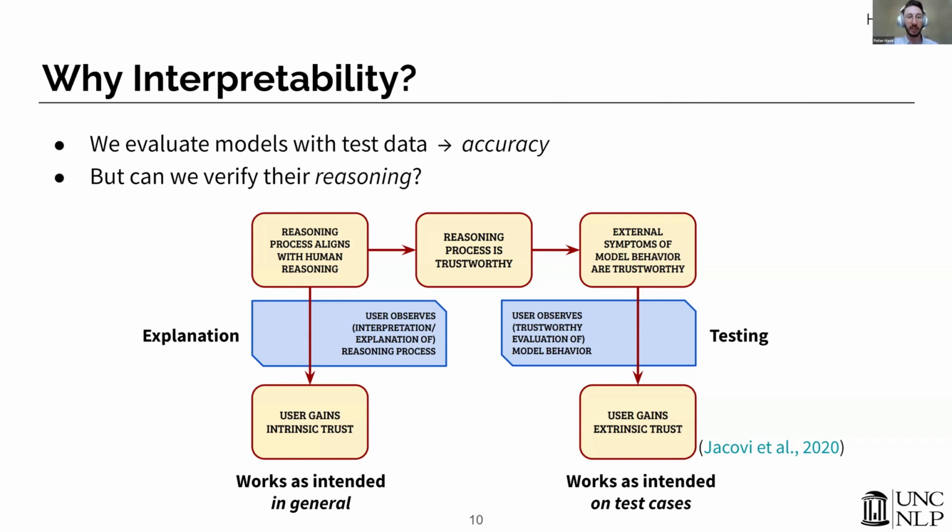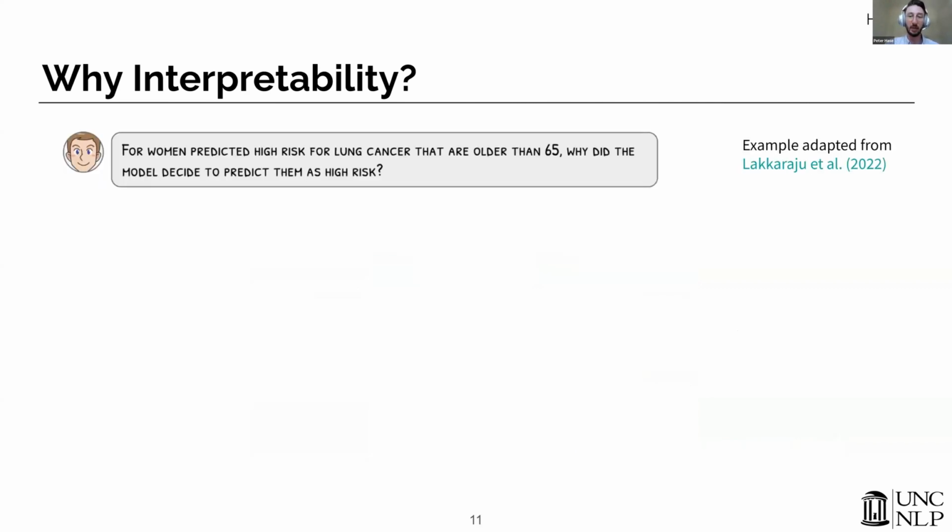So I'll walk through an example to try to make this a little bit more concrete. This is an example I've adapted from a paper from Hima Lakkaraju and others. In this setting, you can imagine we have some model that's doing something like lung cancer risk prediction. So we have a question like, okay, for women predicted high risk for lung cancer that are older than 65, why did the model decide to predict them as high risk? The model predicted high risk and we want to know why.